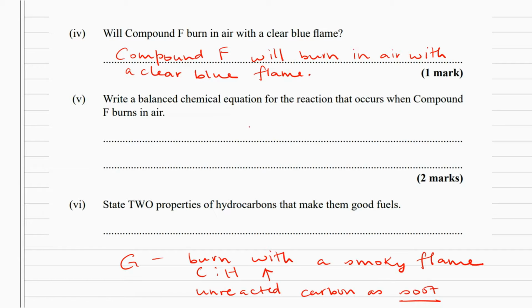Then it says to write a balanced chemical equation for the reaction that occurs when compound F burns in air. Compound F, formula C4H10, which is a gas, when it burns. Of course, we have to put our state symbols. When it burns in air, or undergoes combustion, it forms carbon dioxide gas and water as steam. Are we balanced? No, we're not.